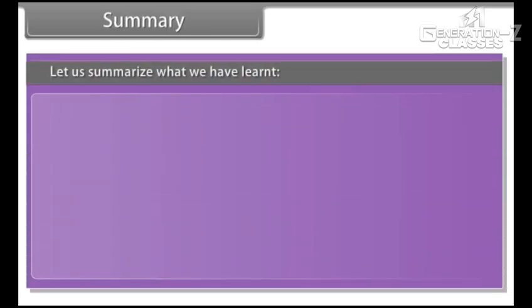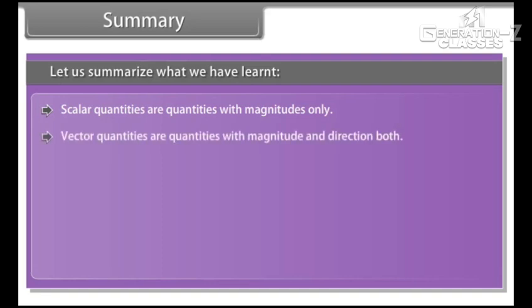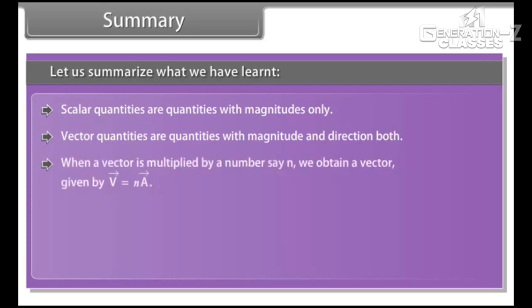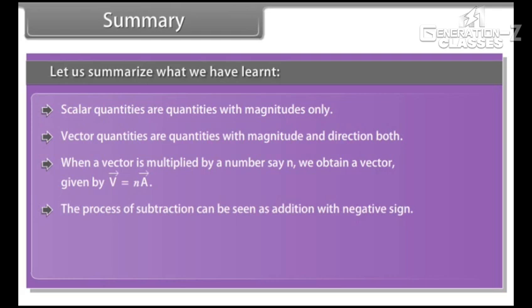Summary. Let us summarize what we have learned. Scalar quantities are quantities with magnitudes only. Vector quantities are quantities with magnitude and direction both. When a vector A is multiplied by a number say n, we obtain a vector v given by v vector is equal to n times A vector. The process of subtraction can be seen as addition with negative sign.